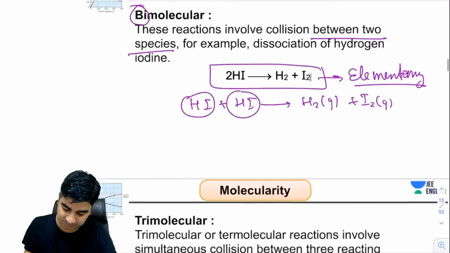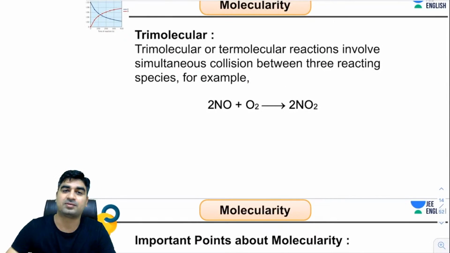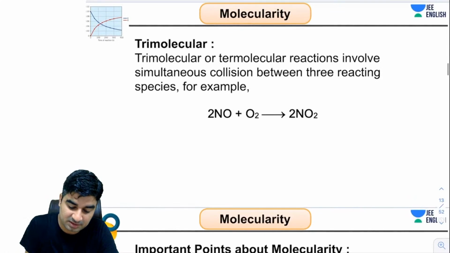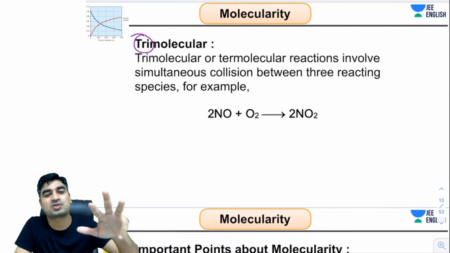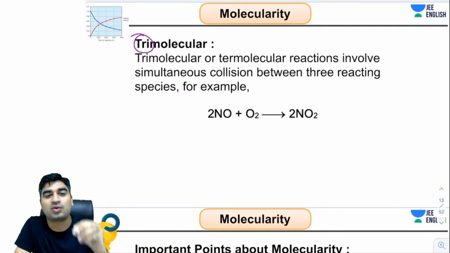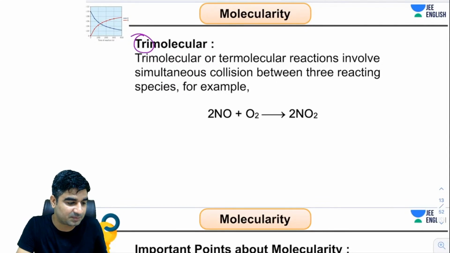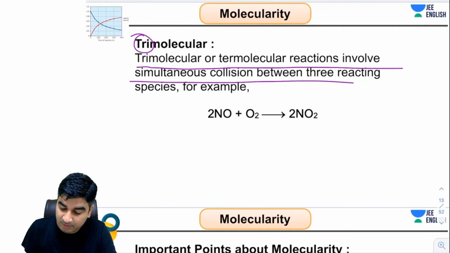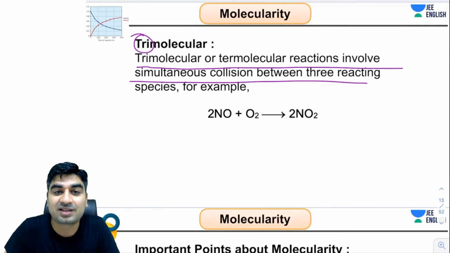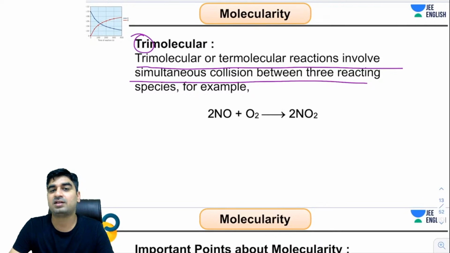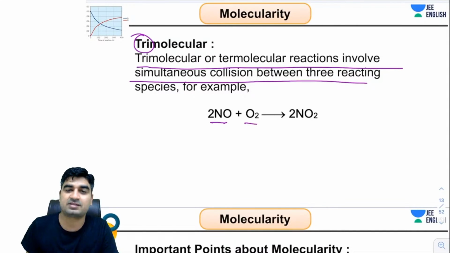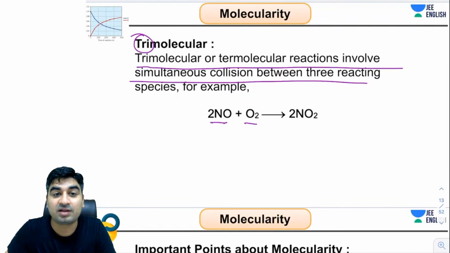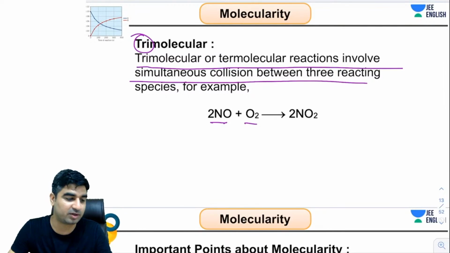In every case, the reaction must be elementary because molecularity is defined only for elementary reactions. I just told you. Now, trimolecular. What is trimolecular? The name suggests there will be three molecules colliding simultaneously, and only then product formation will take place. Right? So a trimolecular or termolecular reaction involves simultaneous collision between three reacting species. We can take this example: 2NO plus O2 giving you 2NO2.